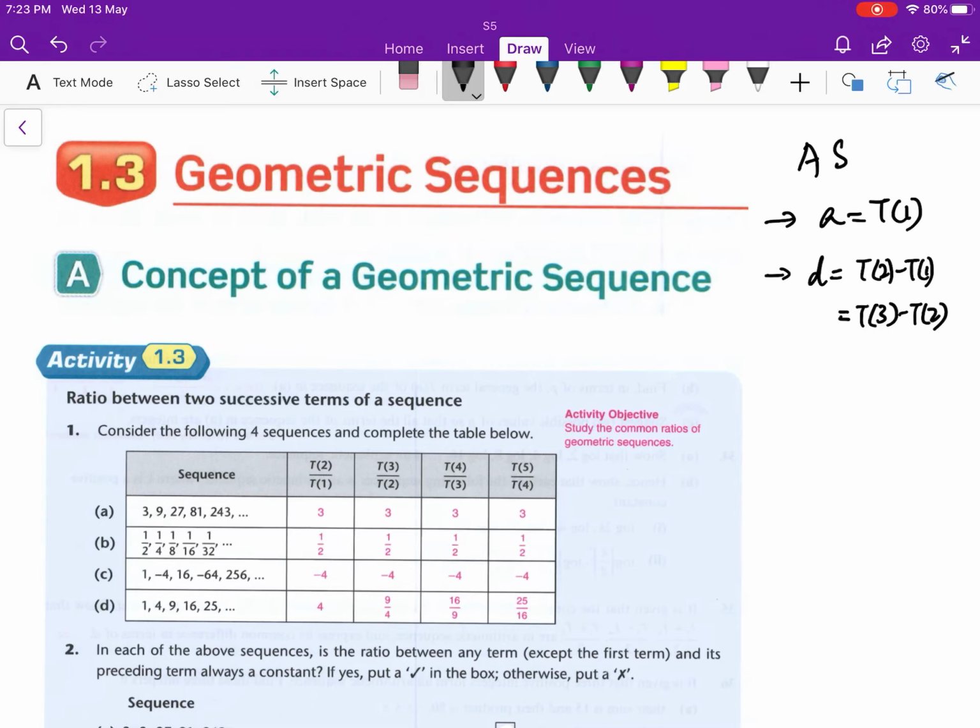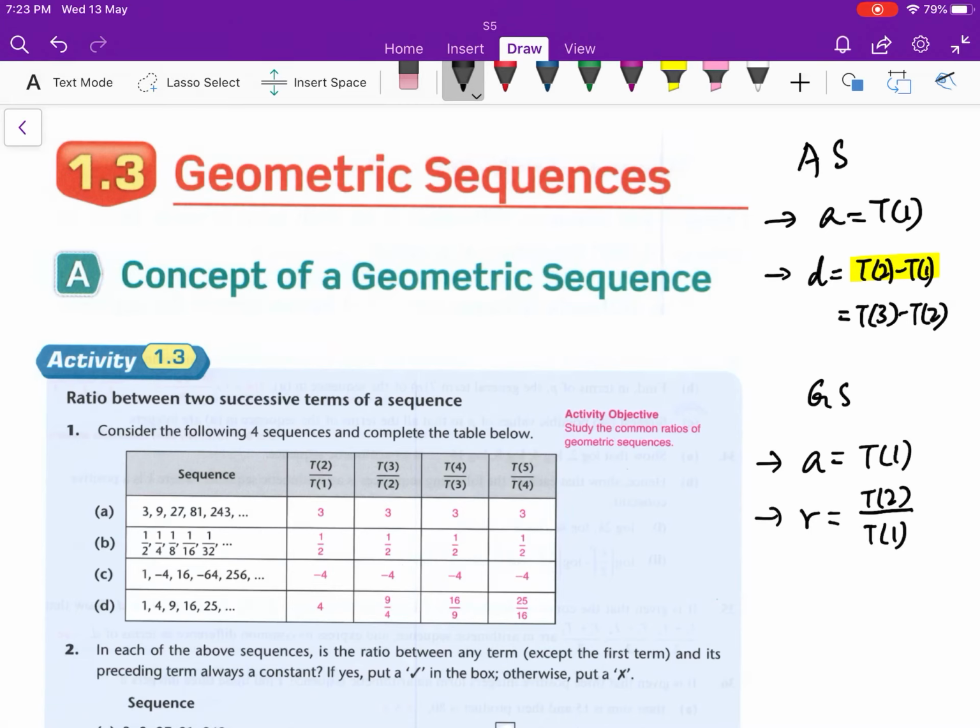So now take a look at the GS. Actually, GS has quite similar things, okay? First of all, in GS we don't call it D, we call it R. R means the common ratio, okay? Later on I will tell you more. And we will also use A. A also stands for the first term, T1. If AS uses the next term minus the previous one, then R will be the next term divided by the previous one. That's why we call it ratio, because you're doing division, okay?